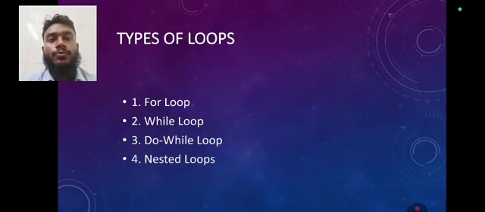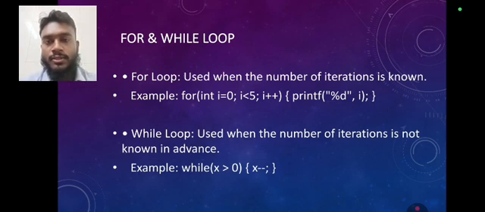So there are four types of loops. They are for loop, while loop, do while loop, and nested loop. Now I am going to discuss these.